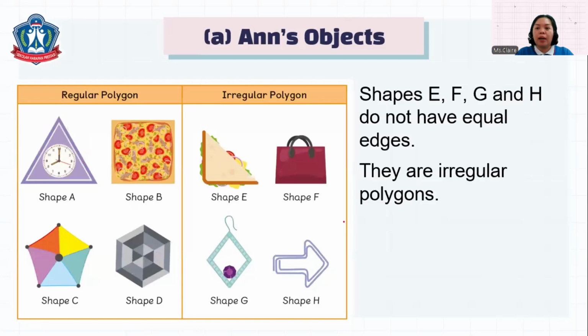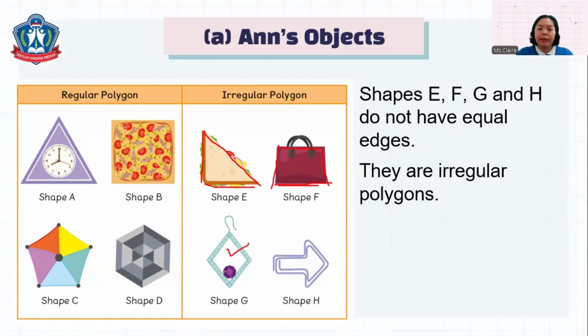On the other hand, when we talk about irregular polygons, the edges are not equal. How? This one and this one are equal, they are the same. But this side is a longer side. This is not all equal. This one is shorter than this. This one and this one are different from this. So the sides or the edges are not equal, so they are irregular.